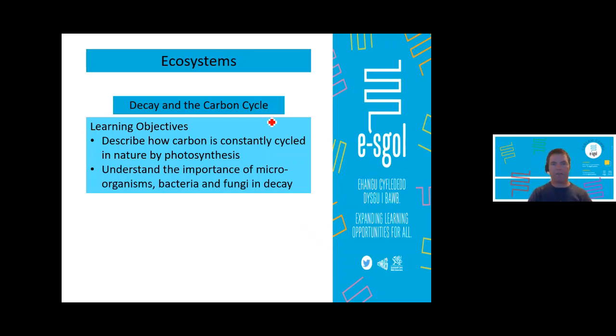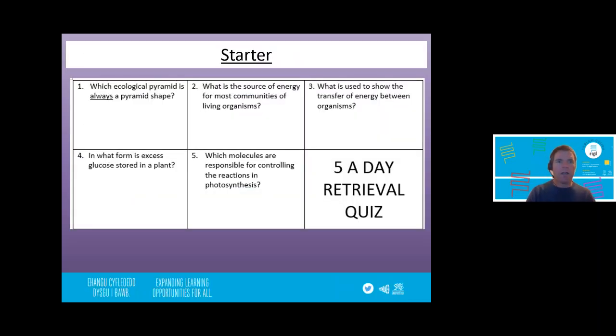In order to understand that, first thing we need to do is understand the carbon cycle. Well, let's do a little recap first of all. Which ecological pyramid is always pyramid shape? Well, that's a pyramid of biomass. What is the source of energy for most communities of living organisms? It's the sun. You'll notice it says most. I mean, it's correct to say most, but for ease of understanding, it's probably more convenient just to say all communities of living organisms. There are some communities that can use chemicals, but we can generally just say it's always the sun.